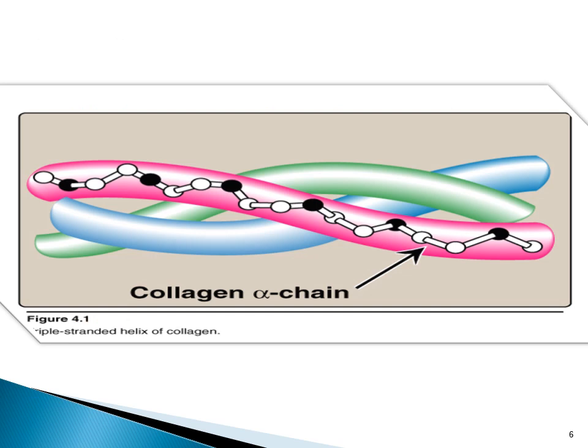You can see here, this collagen, it's a three-chain structure. They are wound around one another in a rope-like manner. And because of that, it's a very long and rigid structure.